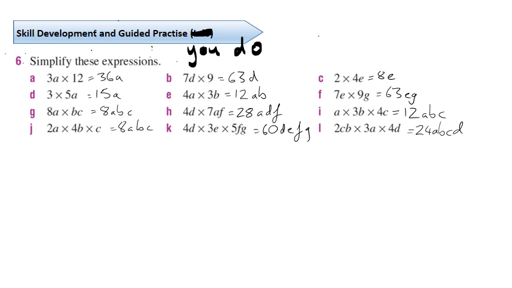Okay, you'll notice these ones, none of them contained like terms. So when you're multiplying them, like in this case down here with J, A times B times C, this is going to come out as ABC. And then the numbers out the front, 2 times 4 times 1, it's going to give you your 8.